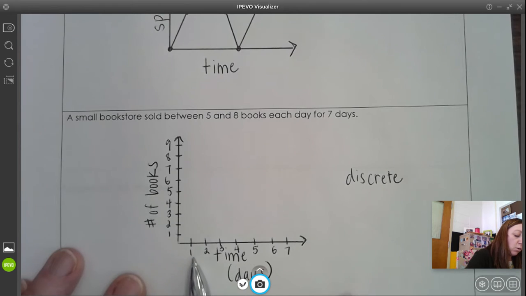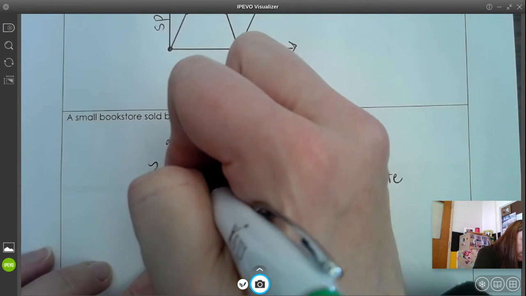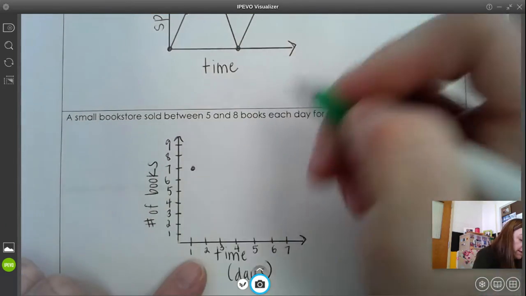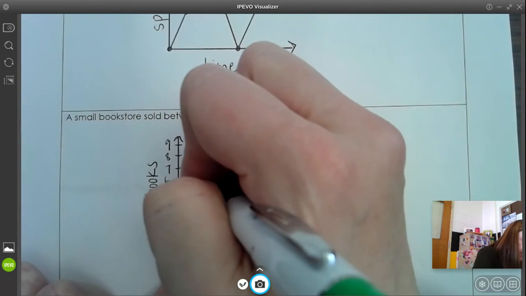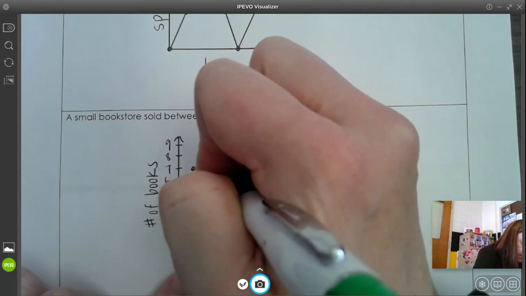So on day 1, they sold somewhere between 5 and 8. It doesn't really matter where we put that dot. I'll just put it at 7 just to pick a number. And we can do that for each of the 7 days. Doesn't really matter, somewhere between 5 and 8. So I'll just pick numbers there.